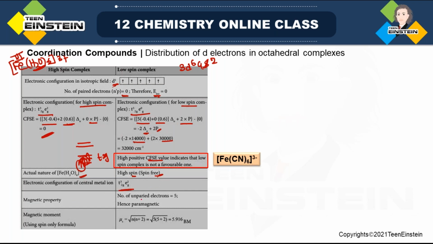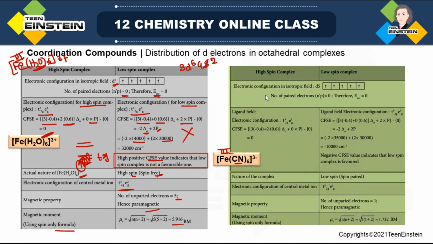Electronic configuration will be like this. This is accepted, not this one. And the number of unpaired electrons is 5. So this is paramagnetic. And the magnetic moment you can also find out using the spin only formula, square root of n into n plus 2. So this is 5.916. So the higher the number of unpaired electrons, the higher the magnetic moment value. Now the next example we will see, we have now replaced H2O with cyano, keeping all the other factors same. Here also it is plus 3.